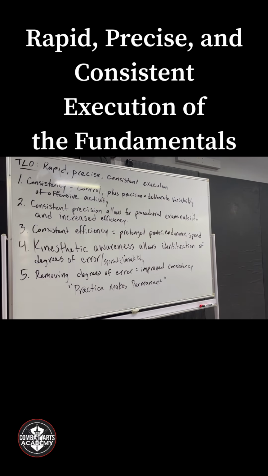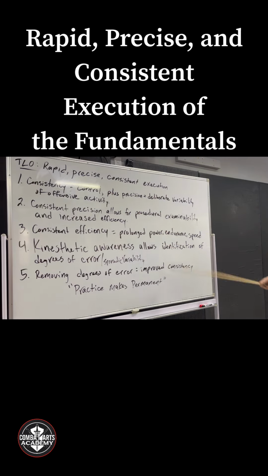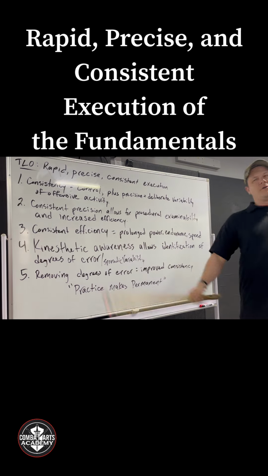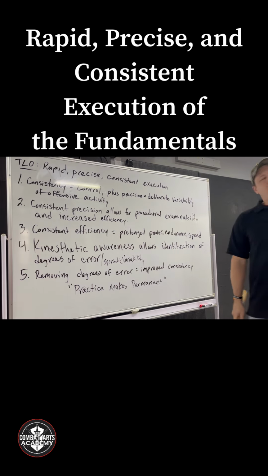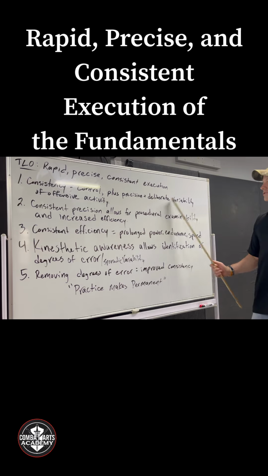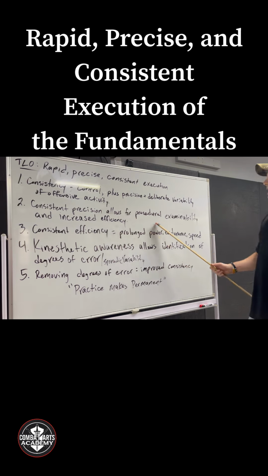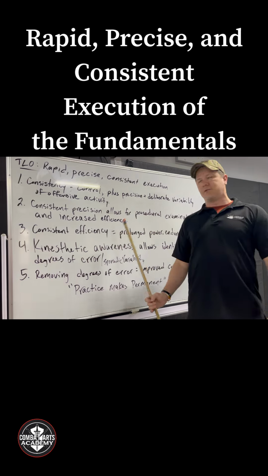So, we talked about consistency equaling control. If you add precision to that consistency and control, then you can use what we call deliberate variability in your offensive activity. Now, part of the reason that you have to be consistent before you can exercise deliberate variability is that consistent precision allows for procedural examinability and increased efficiency.